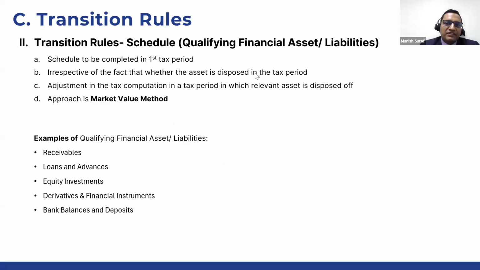Now, in case of financial assets and liabilities, what are those? They could be in the form of receivables, loans, equity investments, derivatives, financial instruments, or bank balances. These are the financial assets and liabilities. And the approach or method which is applied is the market value. Similarly, you should have acquired that before the first tax period. So the portion of the gain prior to the first tax period will be excluded under this method.